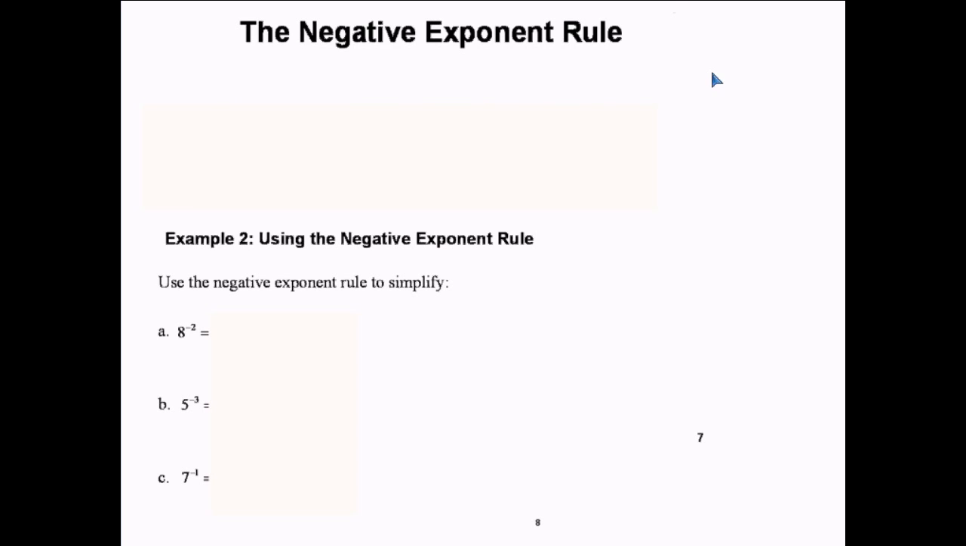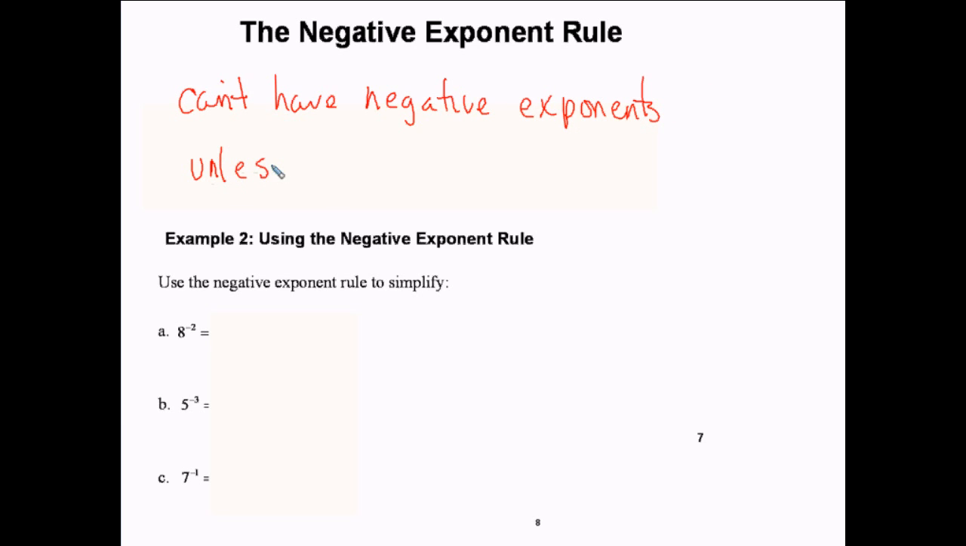Negative exponent rule. Okay, basically, negative exponents are illegal, except for scientific notation. That's the only exception. No negative exponents. So since they're illegal, they're bad, and we shove them in the basement.